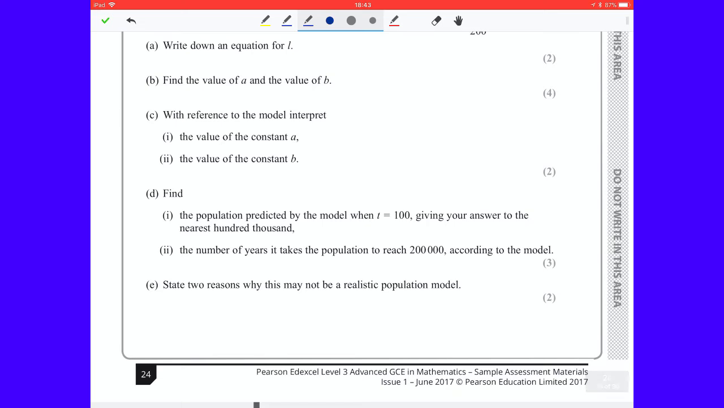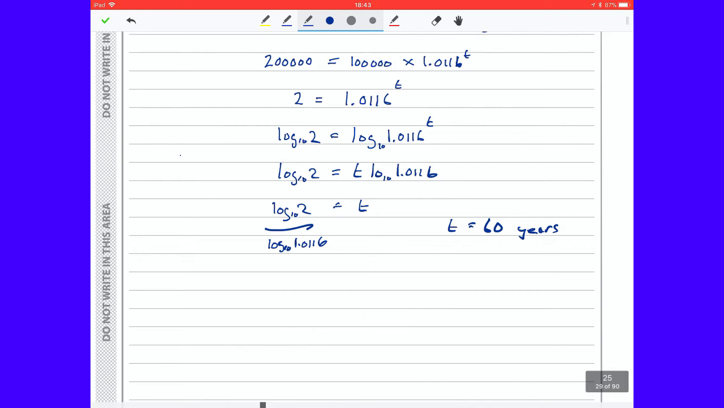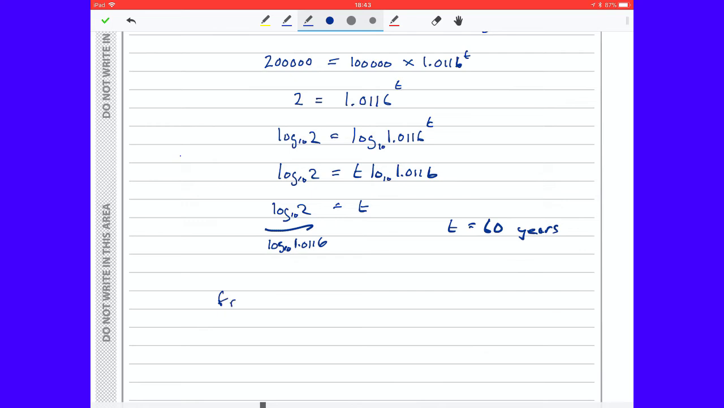The final part of the question says, state 2 reasons why this may not be a realistic population model. Well, first of all, because it's exponential growth, it's growth without limit, which is never realistic. And another thing we could say is it doesn't take into account factors such as disease, or famine, natural disasters which can affect the population. And that completes the question.